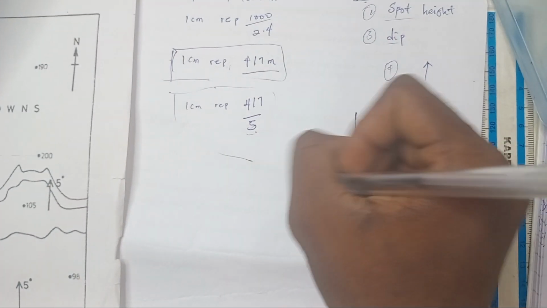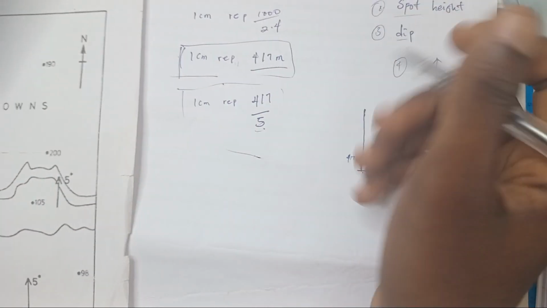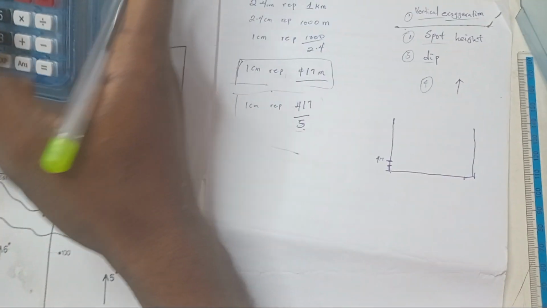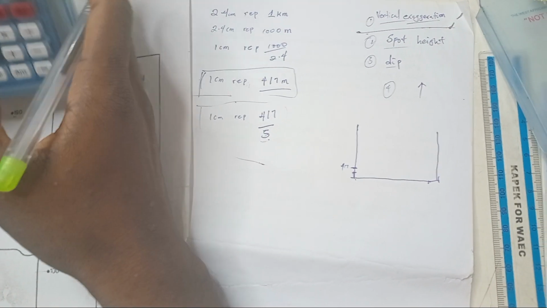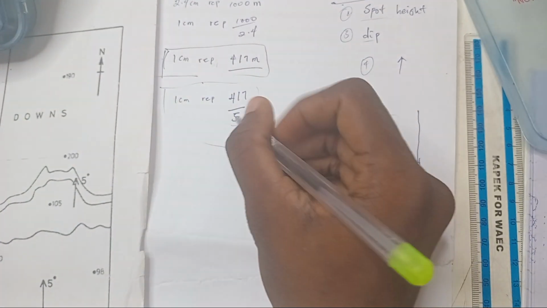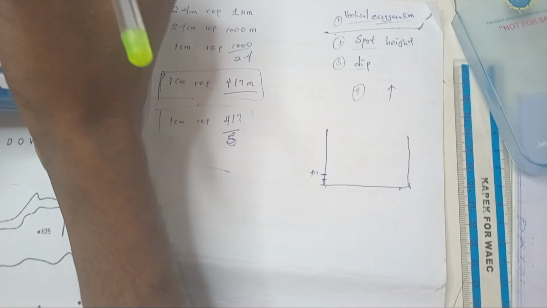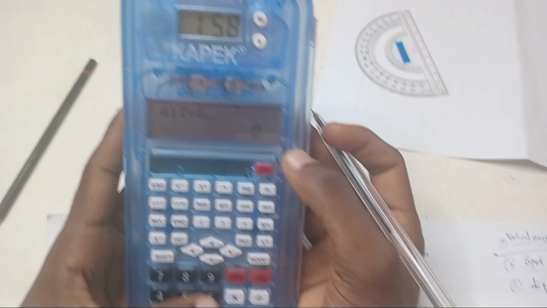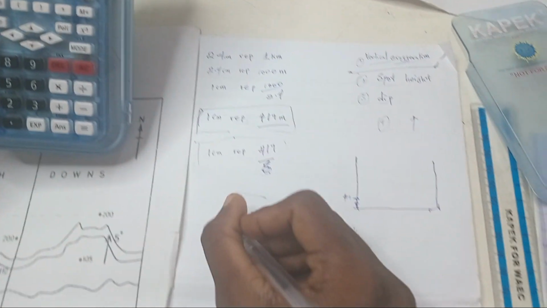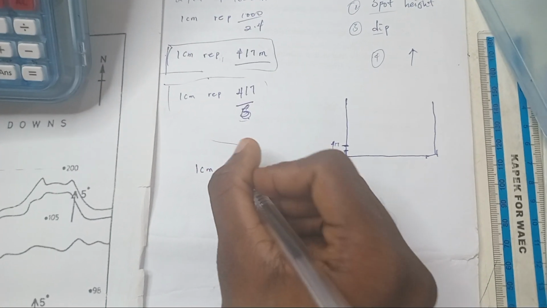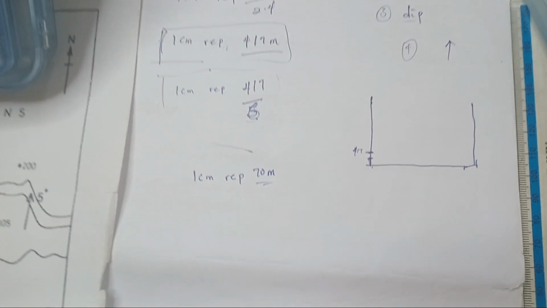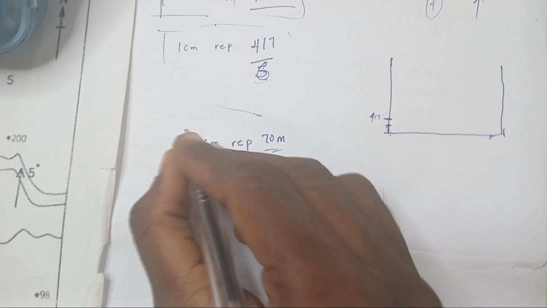In dip angle, you multiply. In scale, you divide. So 417 divided by 5 gives 83.4. If you want to exaggerate by 6, you say 417 divided by 6, that's 69.5. So you can say 1 centimeter will represent 70 meters. Good, this is what you are going to use.